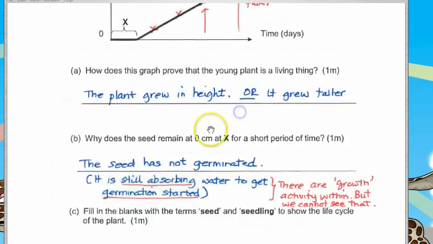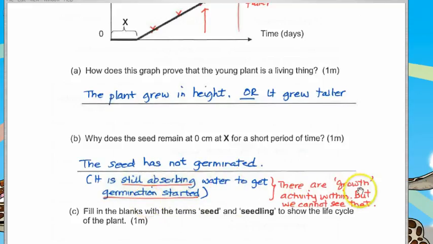Next, why does the seed remain at 0 cm over here, for the short period of time? So just ask here. Now the answer is the seed has not germinated. It means the seed remains as it is. It doesn't grow out to allow you to see the seedling, which is growing with the height growing. Now, it is still absorbing water to get germination started.